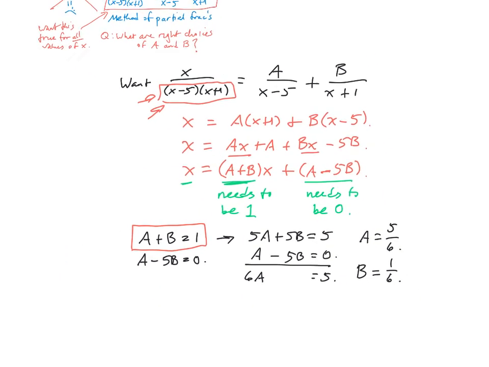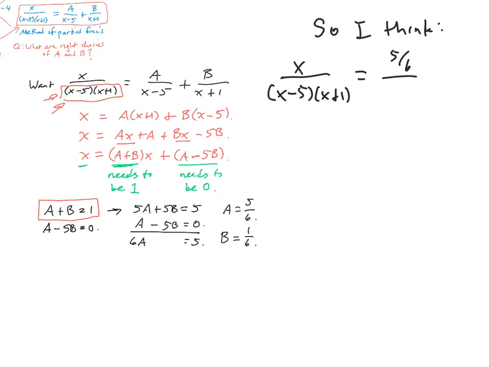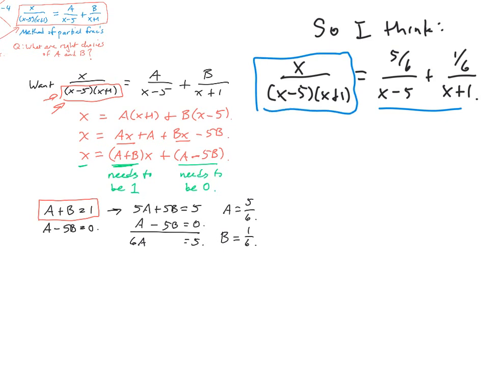So I'm going to zoom out again here. So I think I can say that x over (x minus 5)(x plus 1) is always equal to 5/6 over x minus 5 plus 1/6 over x plus 1. And if I were to take this side of the equation, get a common denominator, and add those terms together, I believe I would get exactly this. You could actually verify that for yourself.